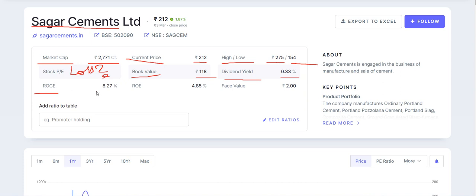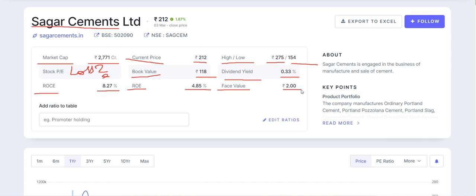Return on capital employed is 8.27%, which means it's a poor return on capital employed. Return on equity, ROE, is 4.85%, which is again poor. The face value of the share is just 2. Now we'll go with the company's quarterly performance as well.